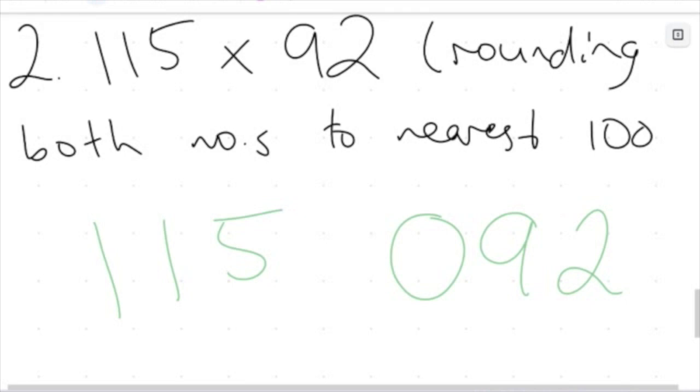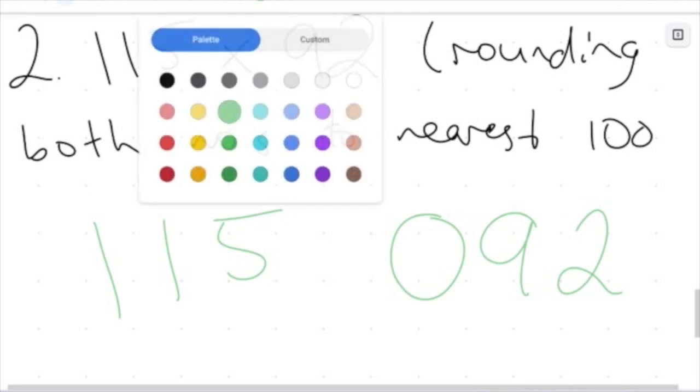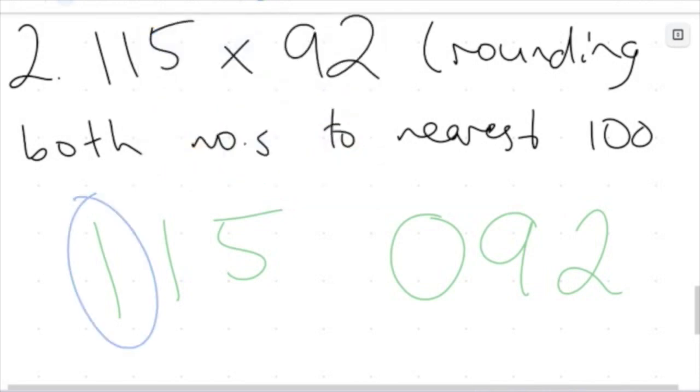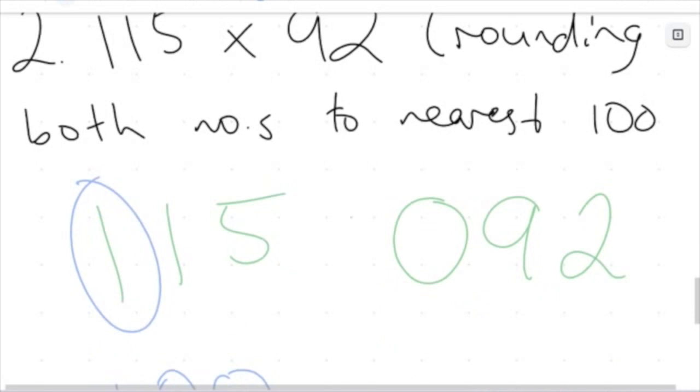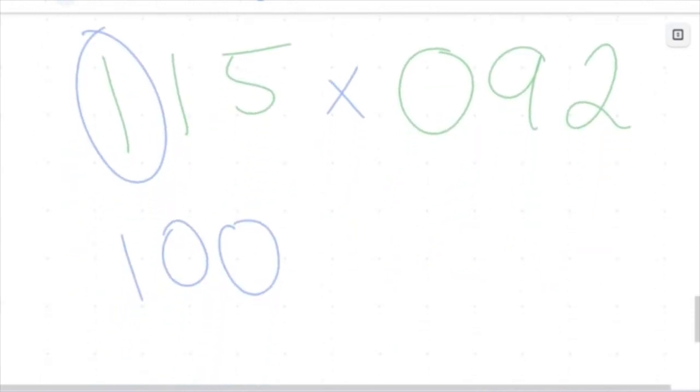So 115, I'm rounding to the nearest 100. So I have my digit here in my hundreds column, and the one next to it is less than 5. So I'm going to round down. When I do 115, I round it down to the nearest 100, which is going to be 100. Sorry, I forgot the multiplication here. So 115 is closer to 100 than it is to 200. We're rounding to the nearest 100.